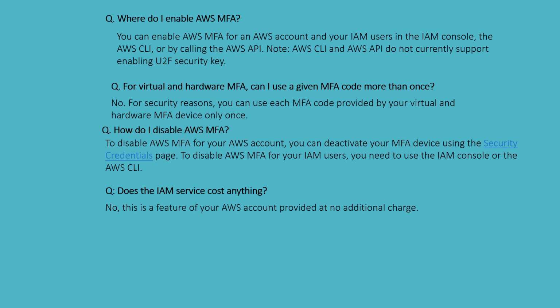How do I disable MFA? To disable AWS MFA for your account, you can deactivate your MFA device using the security credentials page. To disable MFA for your IAM user, you need to use the IAM console or AWS CLI. Does IAM security service cost anything? No, this is a feature of your AWS account provided at no additional charge.